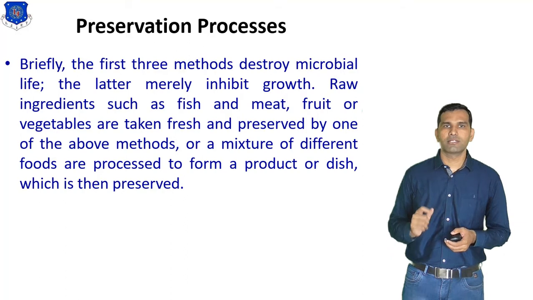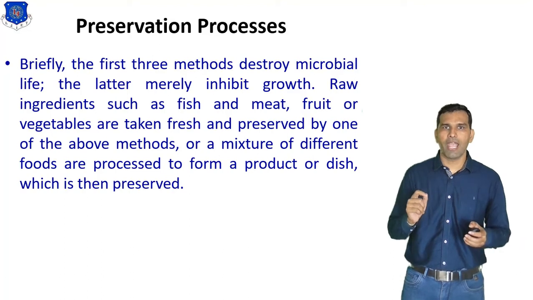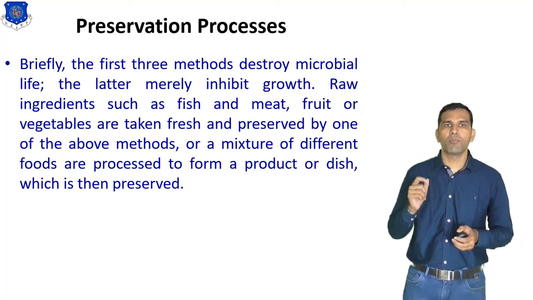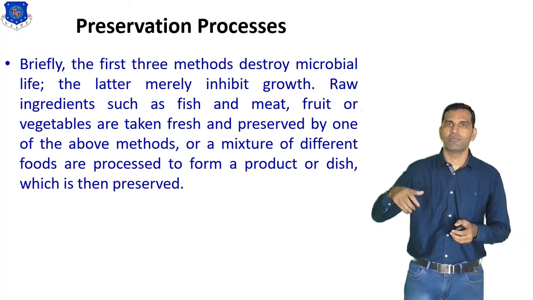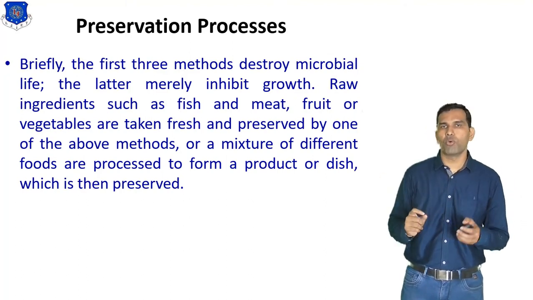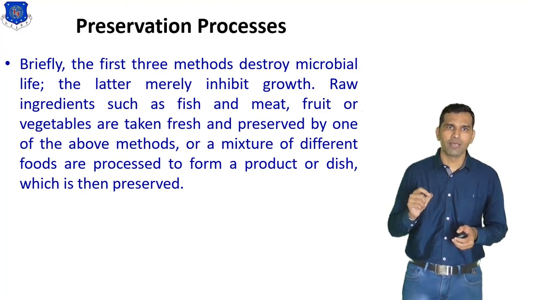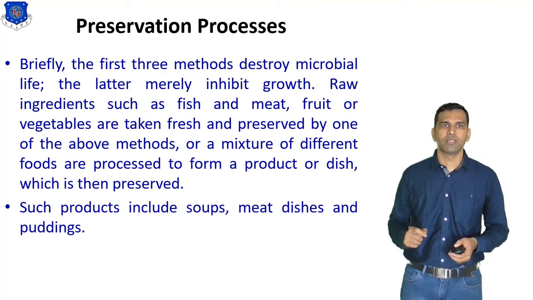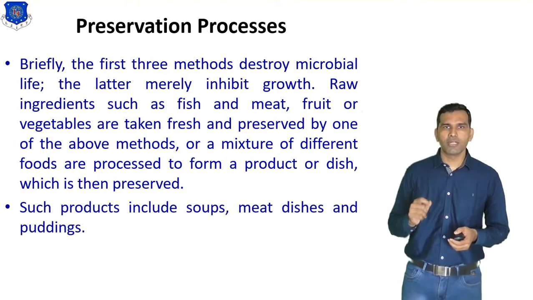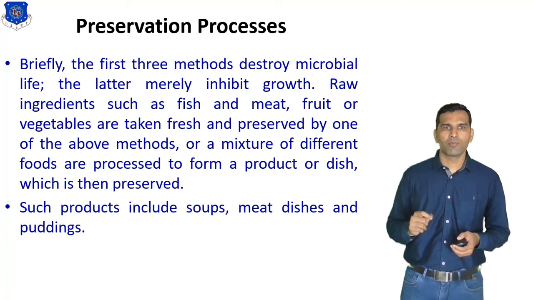Raw ingredients such as fish and meat, fruit or vegetables are taken fresh and preserved by one of the above methods that we discussed in the last slide, or a mixture of different foods is processed to form a product or dish which is then preserved. Such products include soups, meat dishes and puddings.